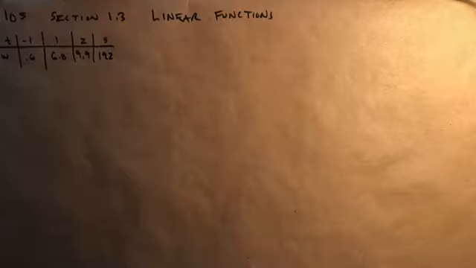Well, friends, today we're talking about section 1.3, linear functions. What I have here is a table of data, with t and w, and certainly w is a function of t. For any given t value, there is only one w value that emerges. And the question is, how can we show if this is a linear function?